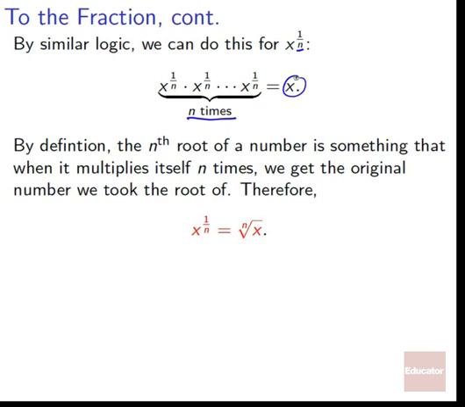By definition, the nth root of a number is something that when it multiplies by itself n times, we get the original number, right? The cube root of something, the third root of something, is a number that when it multiplies by itself 3 times, we get our original number. The nth root of something is a number that when it multiplies by itself n times, we get the original number. Well, hey, look, we're multiplying by itself n times, we're getting that original number out of it, so it must be that x to the 1 over n is equal to the nth root of x.